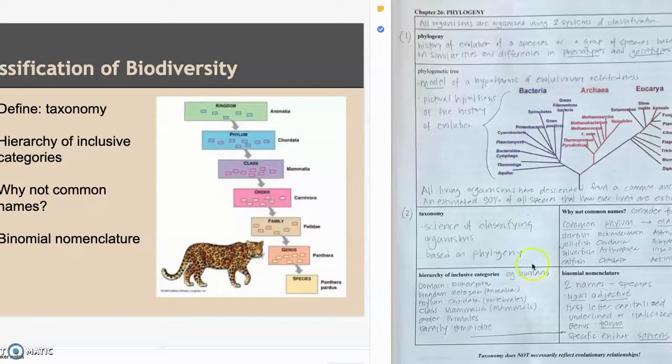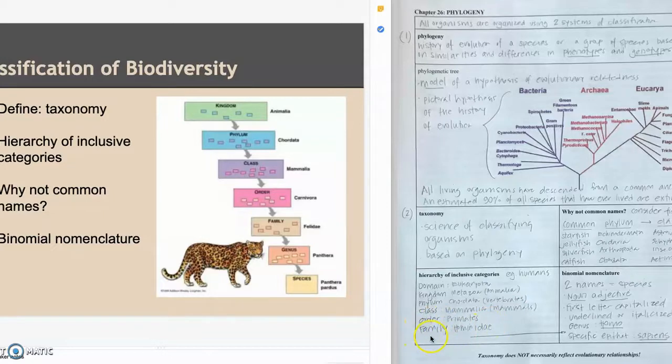So let's use humans as a way to explore this hierarchy of inclusive categories in Carl Linnaeus's nomenclature system. The domain humans are in is the Eukaryota, that we know. You probably also know that humans are in the animal kingdom. We also call it the Metazoa, the multicellular animals. And then we are in the phylum Chordata. We're vertebrates. You probably already knew that. You already know, I'm sure, that we're in the mammals, the Mammalia, and we're primates.